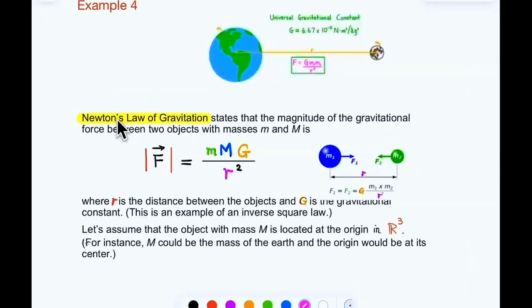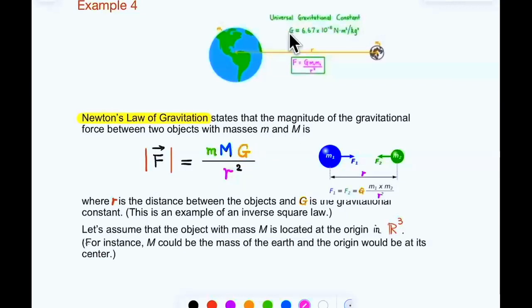Do you guys remember Newton's law of gravitation? Yeah, you remember. That's good. What does it say? It says that the magnitude of the gravitational force between two objects, like the Earth and the Moon, right? The mass for the Earth, let's call it big M. The mass for the Moon, let's call it small m. Then the magnitude of the gravitational force between the two objects is given by this formula. It's the mass of this object times the mass of this object, times G, divided by the square of the distance between them.